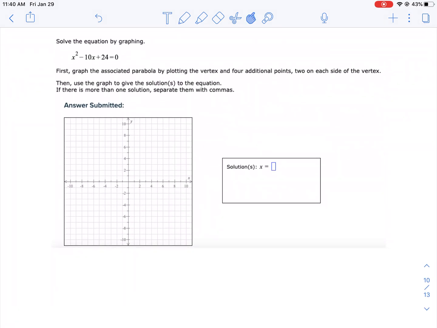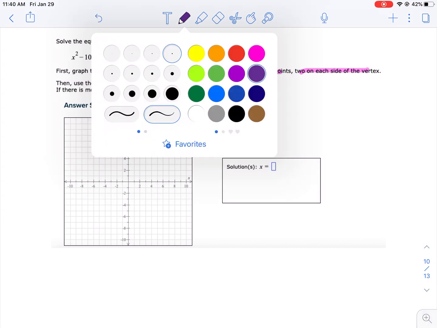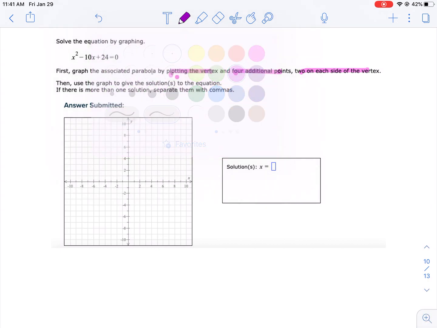Okay, we want to solve this equation by graphing. So we're going to graph the equation and look where it crosses the x-axis. And they gave you the directions. You got to follow the directions. I want you to plot the vertex and then 4 additional points, 2 on each side of the vertex. So the first thing we're going to do on this question, let's find the vertex.